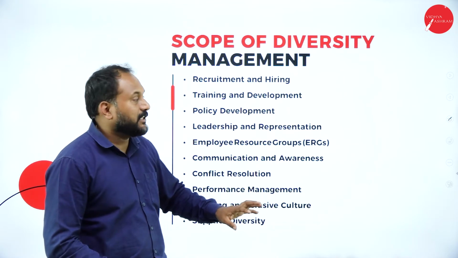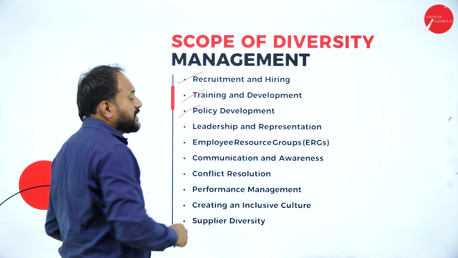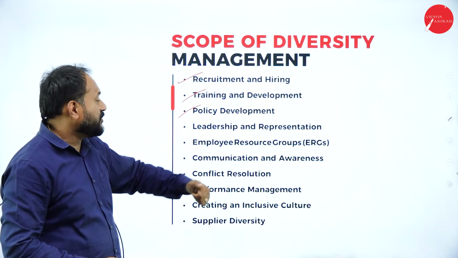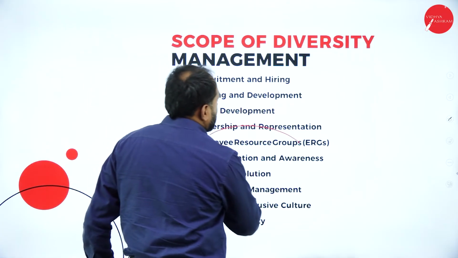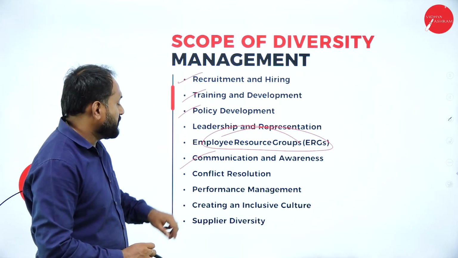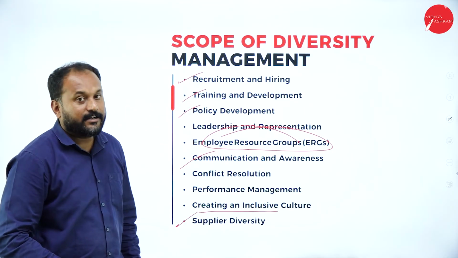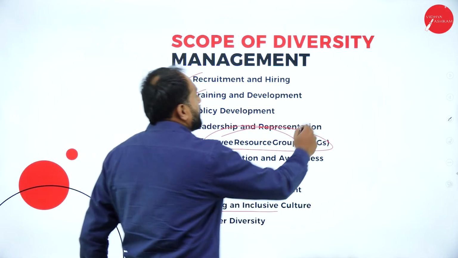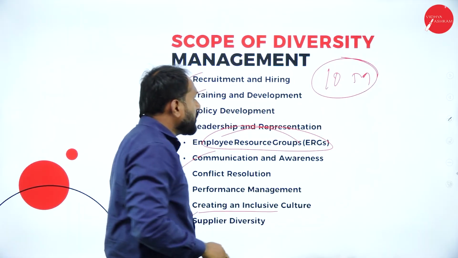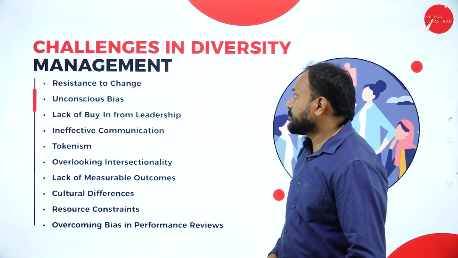Next is scope of diversity. What exactly? First, recruitment and hiring, training and development, policy development, leadership and representation. We call it an ERG also, that is employee resource group, communication and awareness, conflict resolution, performance management, creating an inclusive culture, and the last is supplier diversity. This might come for 10 marks. Please be aware of it. Scope of diversity management can also be there, and challenges also we'll have.